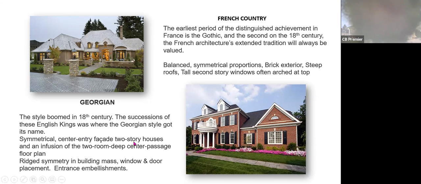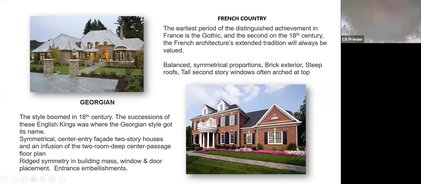The Georgian, this was pretty cool. I did not know this. So the style boomed in the 18th century. And it actually got its name because of the King Georges, it's the Georgian era. The Georgian style came about during the reigns of the King Georges, which I thought was pretty cool. So it has a passage center, like in the center as you go in. There's some grand details, and it usually is denoted by some type of really decorative entrance like this.